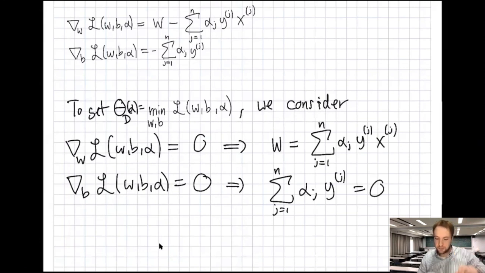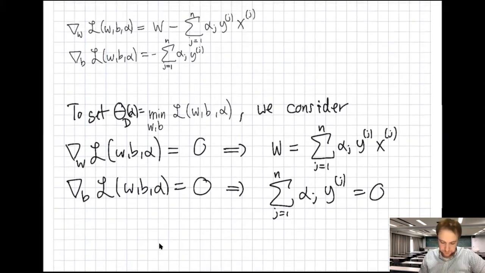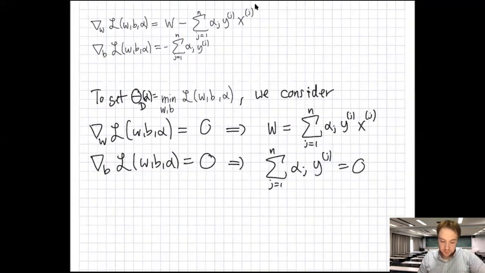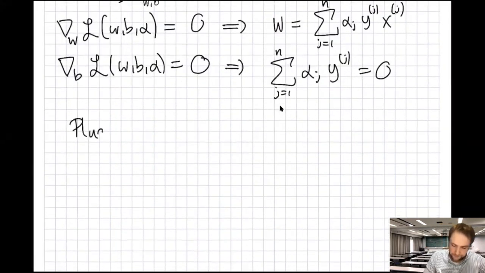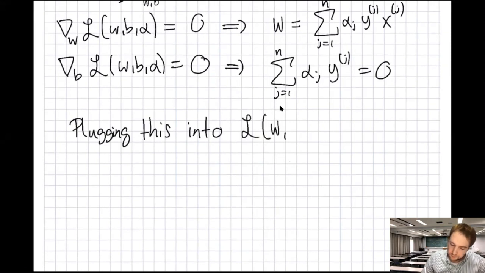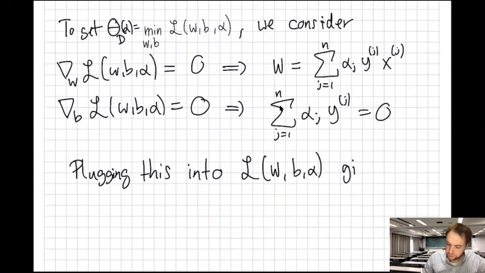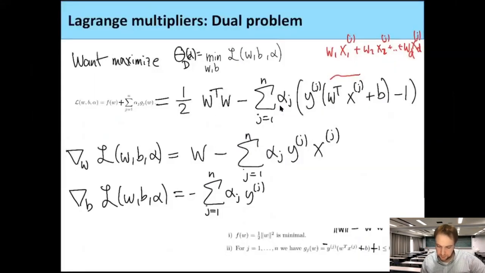So we get this explicit W here as a linear combination of these xj. And this we then want to plug into this Lagrangian to get this theta d alpha. So let's plug this in. So let me get the definition again here.